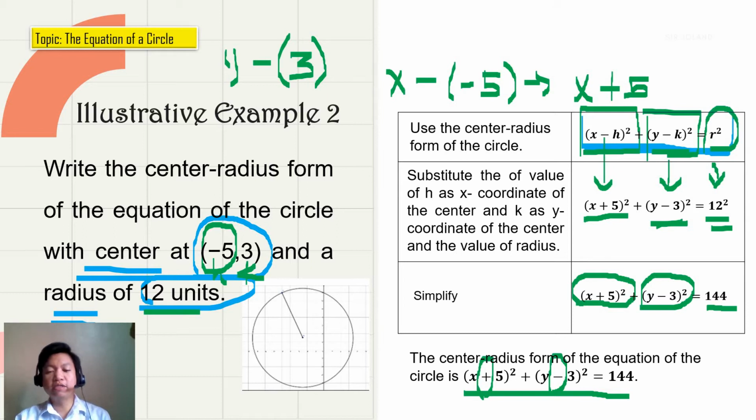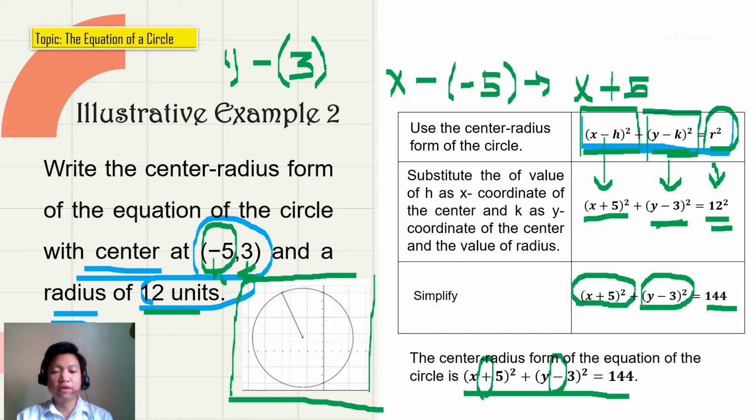Yun lang yung ating i-square dyan. Kaya nagkaroon tayo ng 144, galing siya sa 12 square. Okay? And then, last is kapag chinek mo siya sa Cartesian plane, ito magiging itsura niya. Okay, so, ang kanyang center ay negative 5, 3.